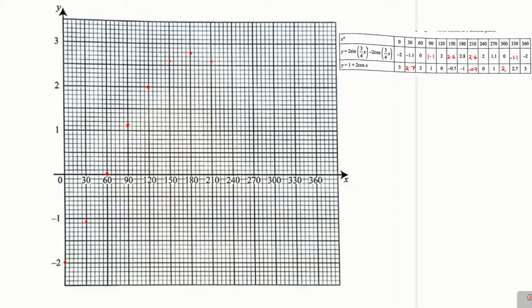180 is 2.8. Then 210, then 240 is 2. Going very fast here. Let me first correct these. 270 is 1.1. Then 300, 0. Then 330 is negative 1.1. So that is the first curve. 360, the last one here, is negative 2. So those are the points you have plotted for the first curve.